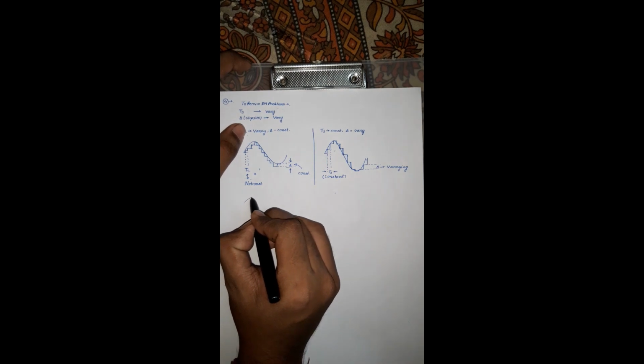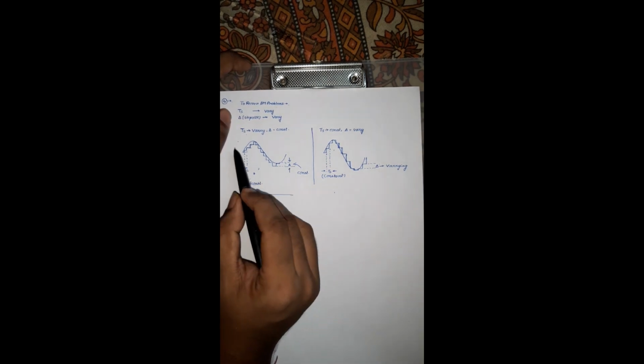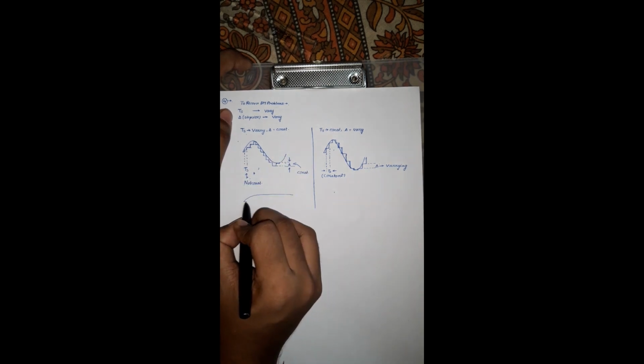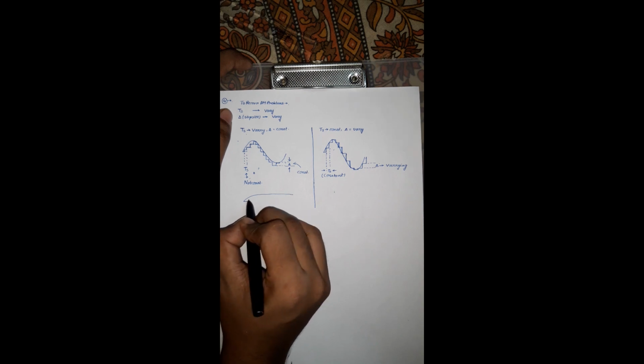Using both of these, you can remove the delta modulation problems. That means the slope overload as well as the granular noise can both be removed. How can you remove granular noise? Suppose a constant value signal, where TS is varying and delta, the step size, is constant.